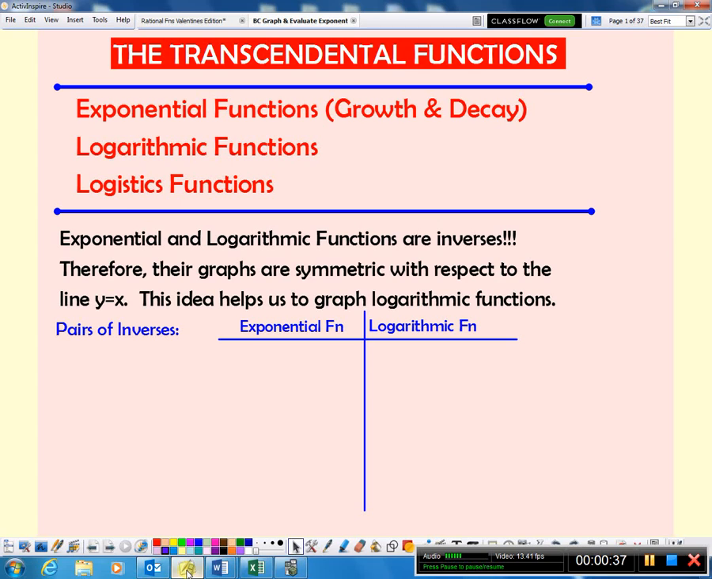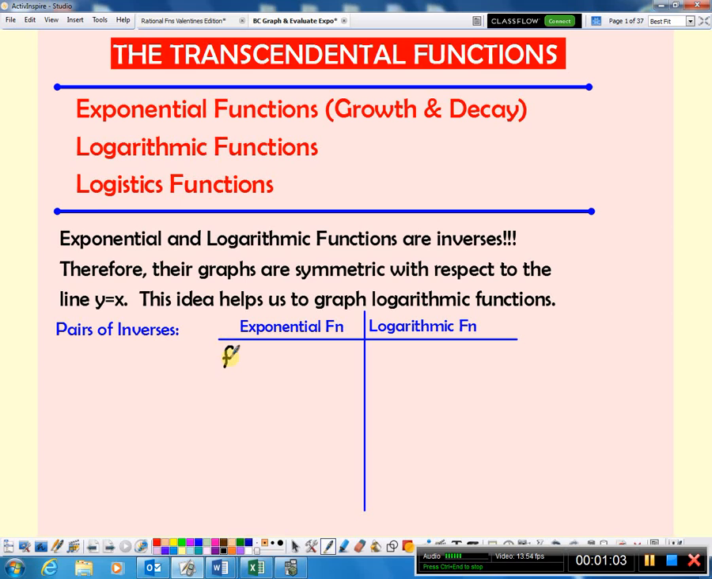So let's start out with some preliminary work. Exponential and logarithmic functions are inverses. Therefore, when you graph an exponential and a logarithmic on the same coordinate plane, you'll see symmetry with respect to the line y equals x. Let's look at specific pairs of exponentials and logs.